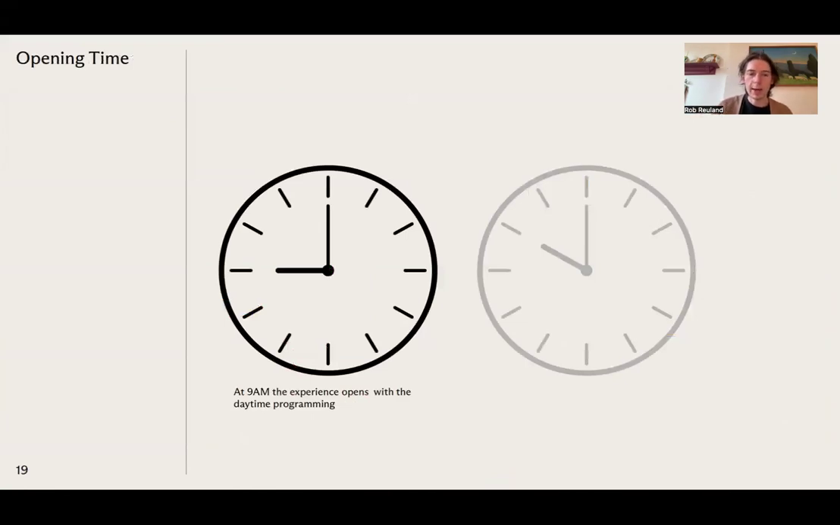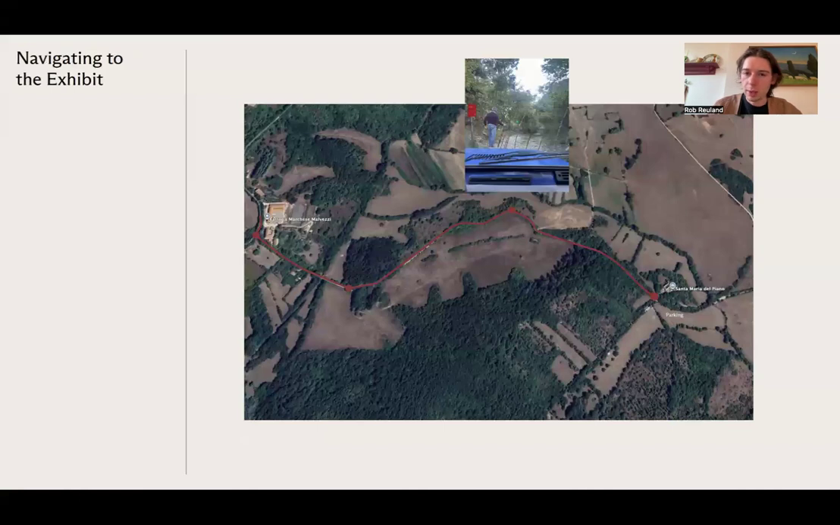The exhibit will open at 9 a.m. in the morning, and it's an area full of agriculture and has a number of different lighting scenarios. There's a lot of things that will affect your experience as an outdoor experience. So the time of day in which you arrive is going to change how you experience the place greatly, including this arrival, what you see when you first come there.